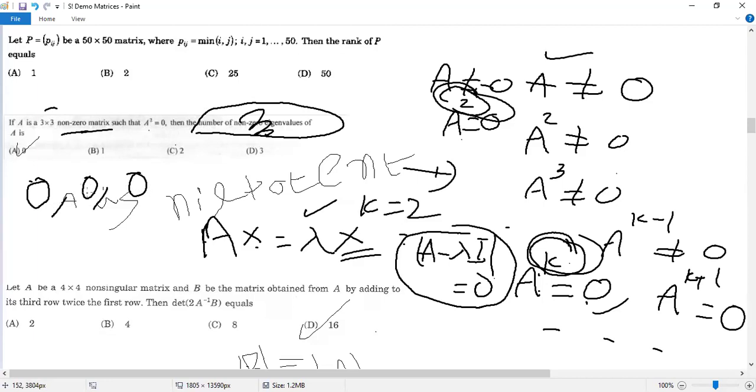So how many non-zero are there? There is no non-zero eigenvalue at all. Therefore, the answer for this is 0. Option A is the correct option. That means how many eigenvalues are non-zero? No eigenvalue is non-zero. All are zeros only. Therefore, 0 non-zero eigenvalues. There is no non-zero eigenvalue at all. Therefore, 0 is the answer for this.